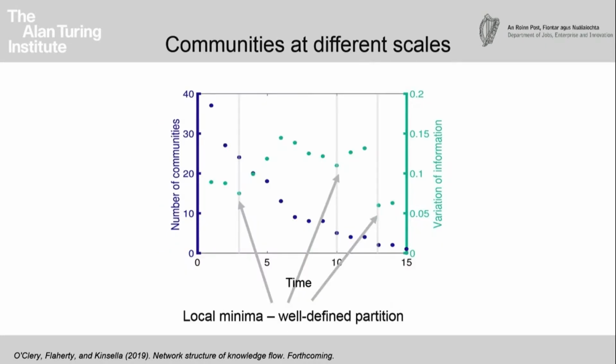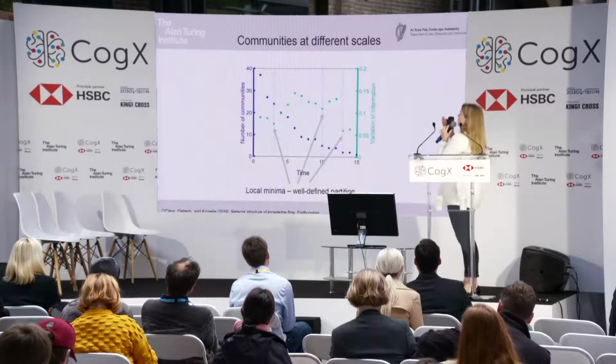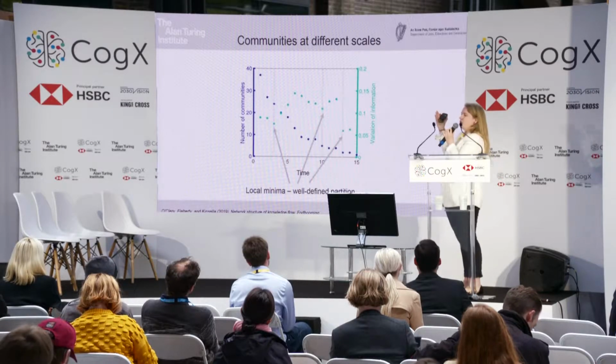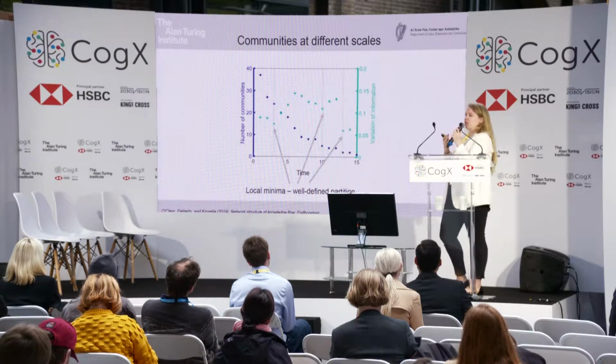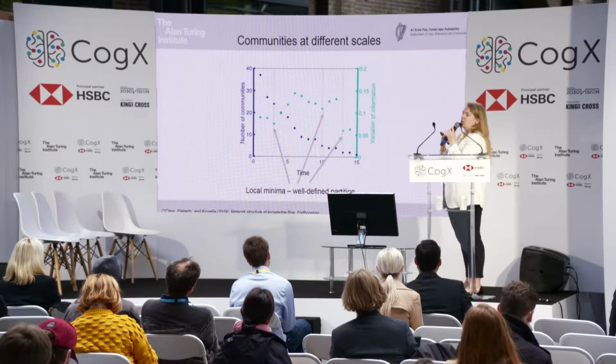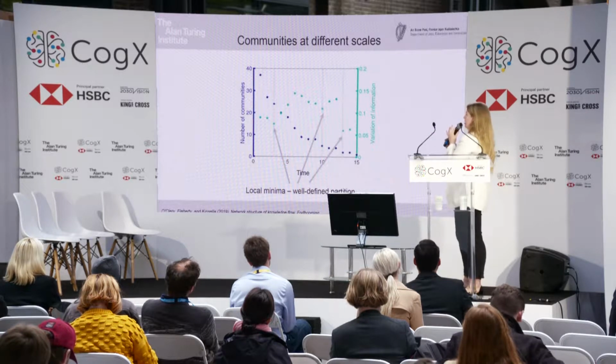And so as I mentioned, we have a time parameter, so that's on the x-axis. And as we let the random walker roam for longer on the network, if we look at the blue dots, we see that the number of communities decreases. So we have fewer but larger communities. And we have another metric here, which I'm not going to go into too much detail about, but the variation information effectively is a measure that captures how robust the community partition is at that particular time.